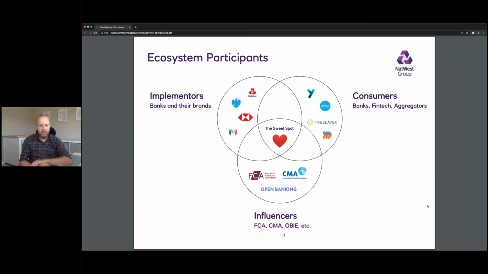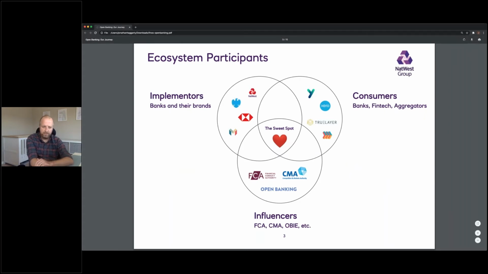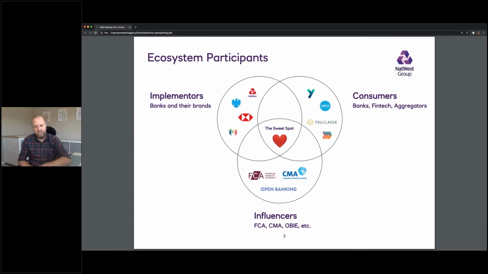So if we look at the ecosystem, and I thought, given the kind of content of the series, it would be great to compare open banking to open source a wee bit more generally, because really they share a lot of the same principles. At the heart of open banking, the goal is shared value. Value for us as a bank, value for our customers, value for people that consume the APIs that are building propositions for our customers.